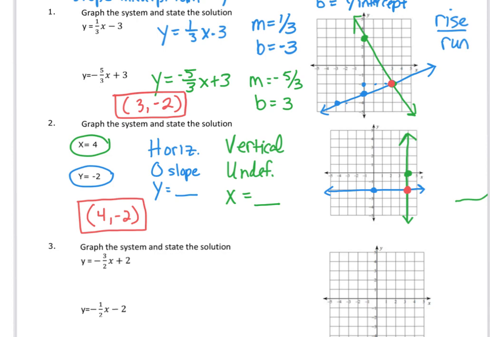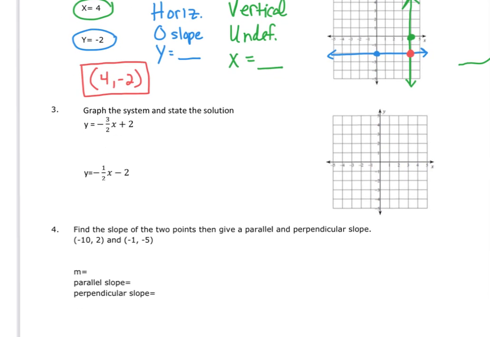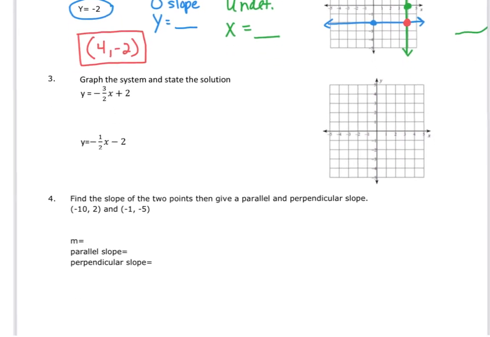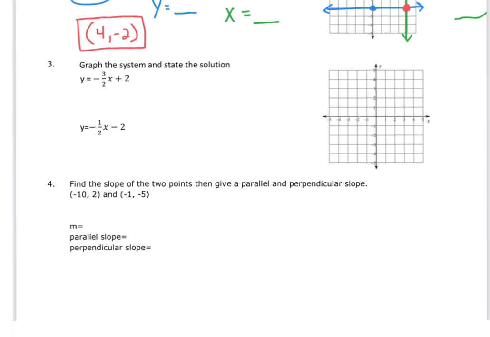Okay, our next question is question number 3. Let's go here. Graph and state the solution. Okay, so number 3, we've got another set of equations.